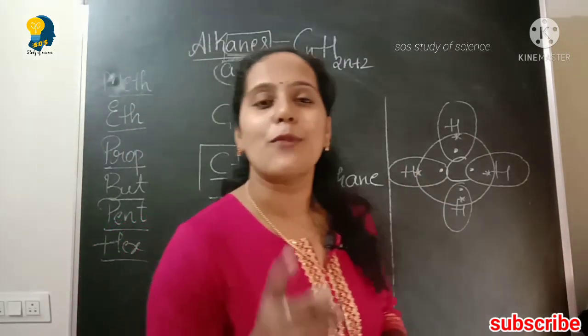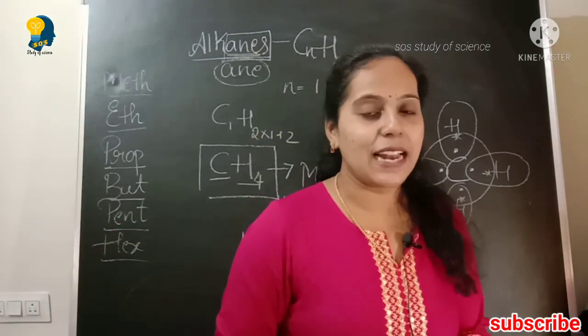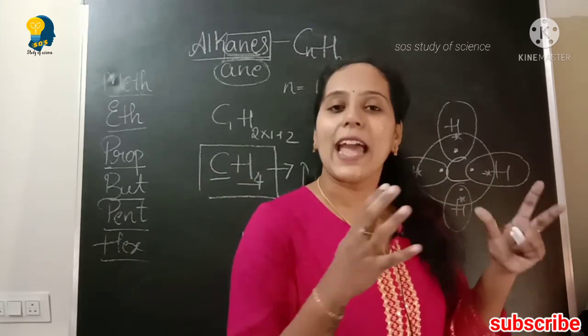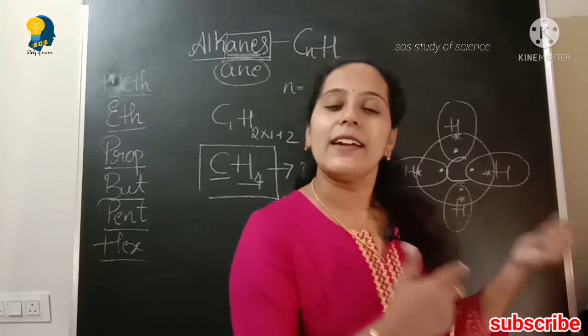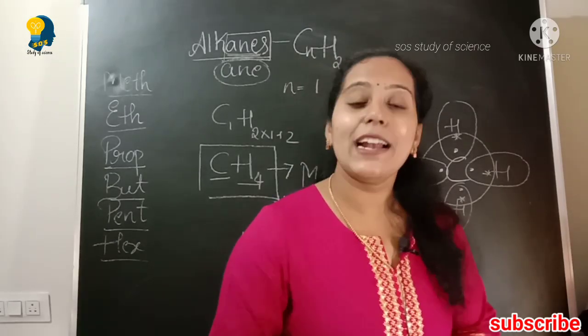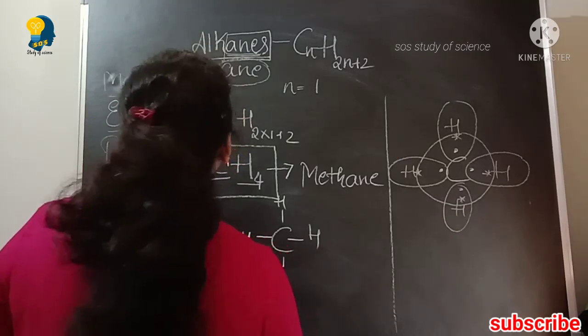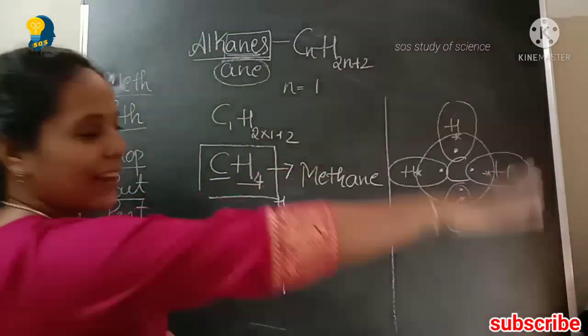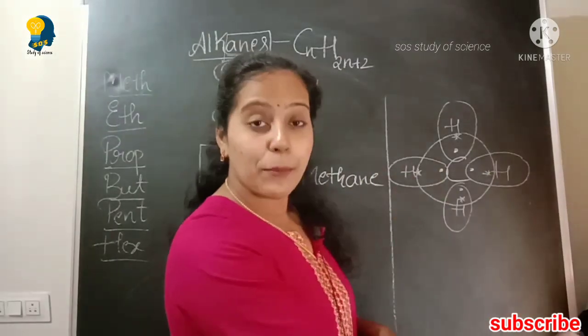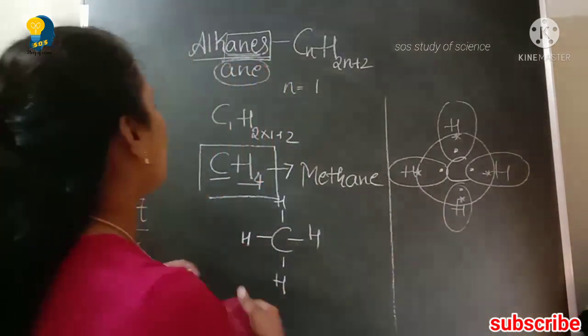The first member of the alkane is methane. I'm going to teach you the first 4 members of every saturated and unsaturated hydrocarbon. The 5th and 6th members, you try it. Definitely you are going to get it. Now let me teach you the next member of the alkane. I hope you are clear with this. If you're not clear, once again I'm going to teach you the second member. Definitely you can understand.